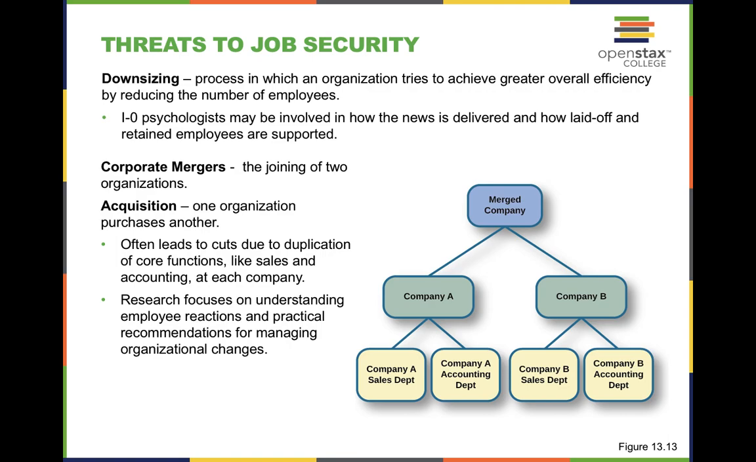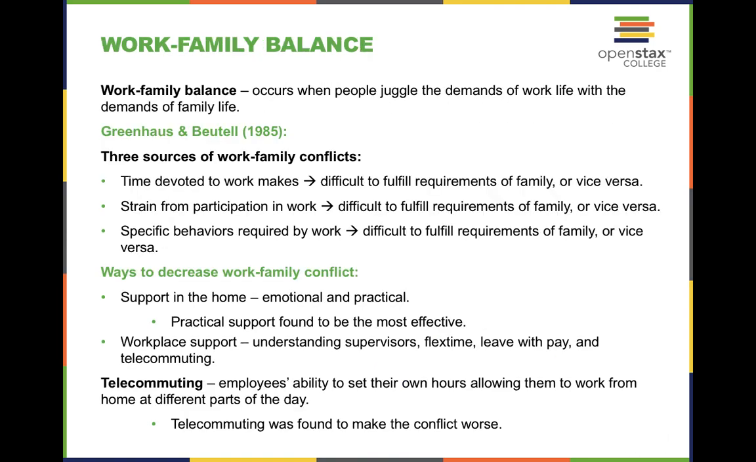So some things that can happen as a result of a threat to job security is, commonly, a corporate merger, where there's a joining of two organizations, as well as acquisition. One organization purchases the other. And when acquisitions happen, this can often lead to cuts due to the duplication of core functions like sales and accounting, human resources, things like that.